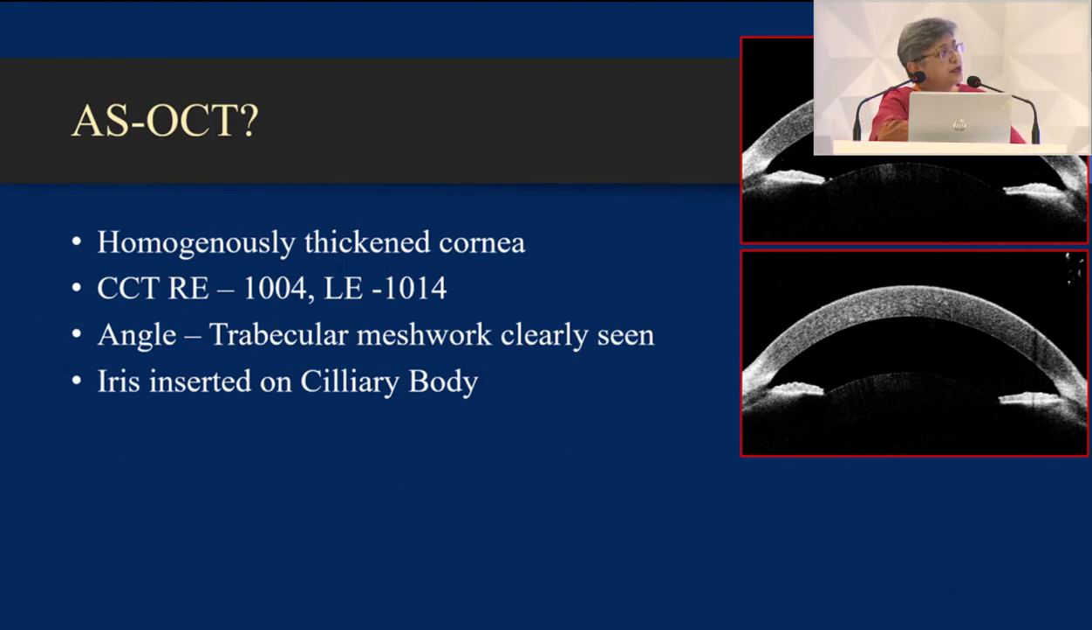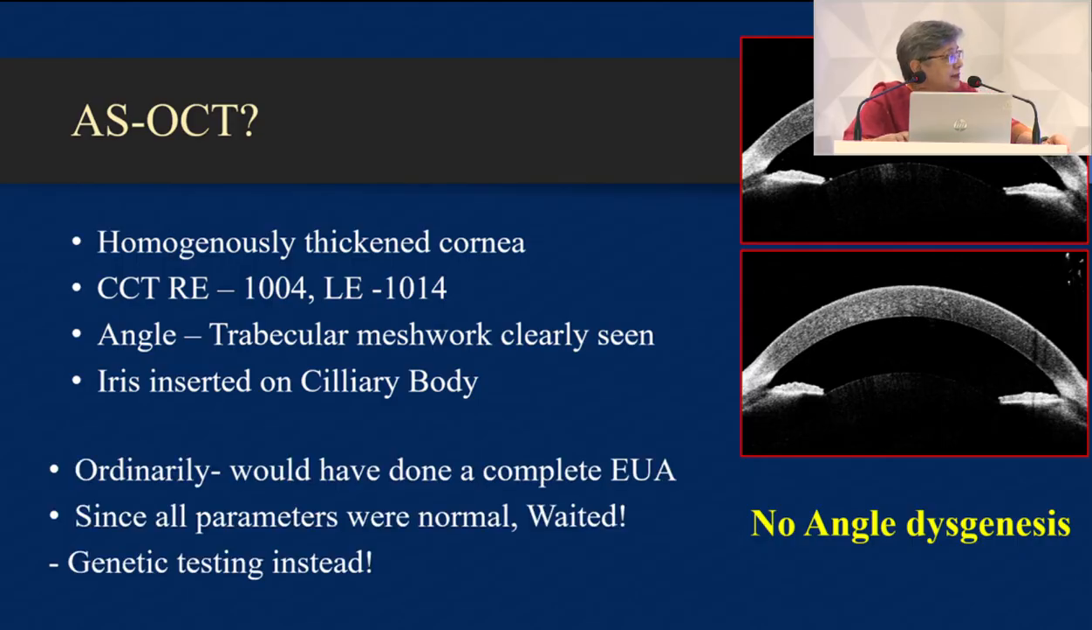So this was possibly one of the earliest that we started imaging, and we were surprised that we actually could get very good images on the AIOS2025 in that 5 seconds with a swept source. And we could delineate the trabecular meshwork very well. We could delineate the insertion of the iris nicely on the ciliary body. And we had some way of saying that most likely our clinical suspicion is correct and it isn't really a glaucoma because I can't see any evidence of angle dysgenesis.